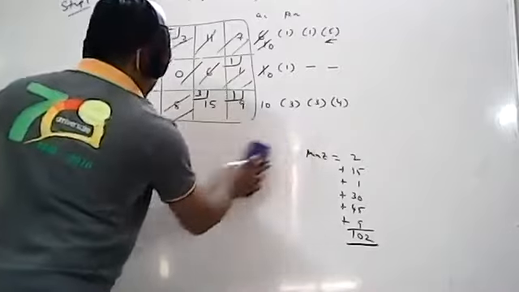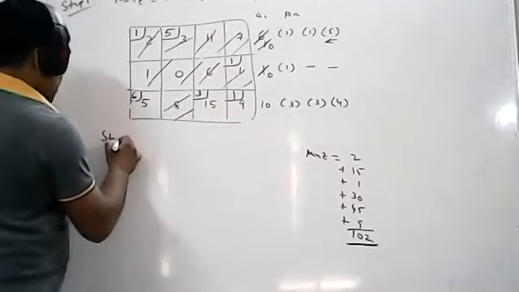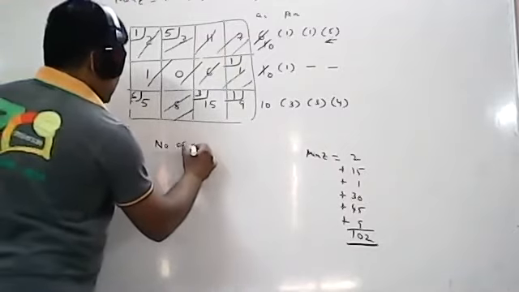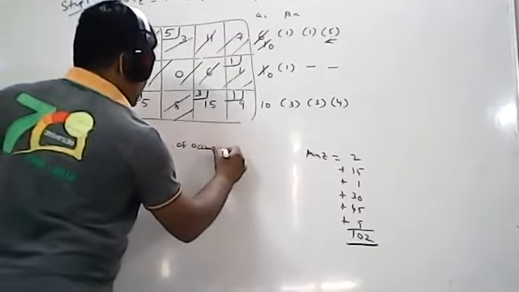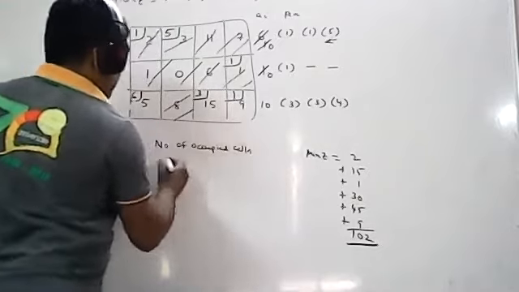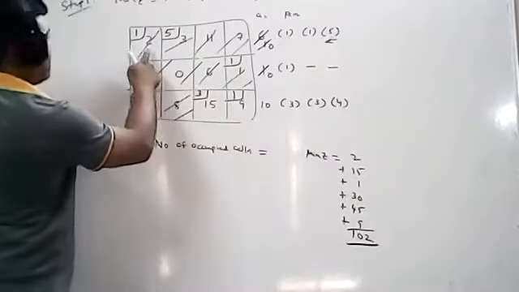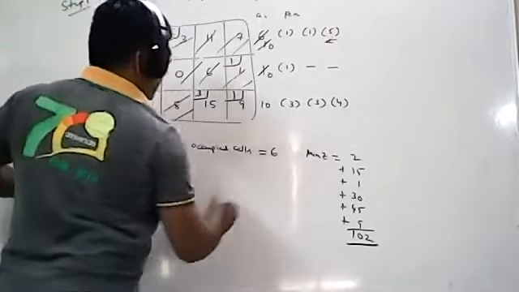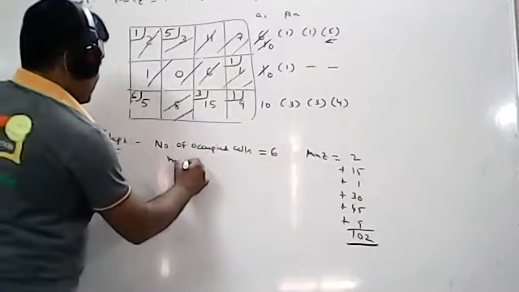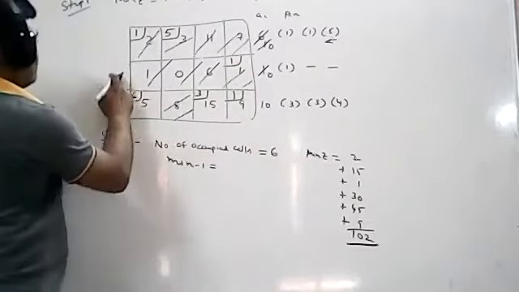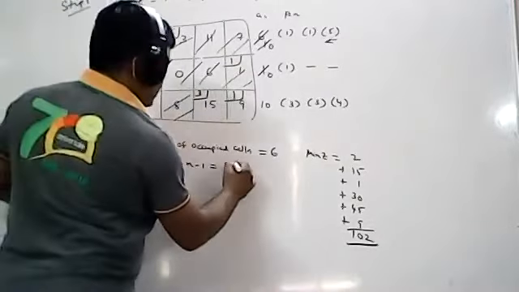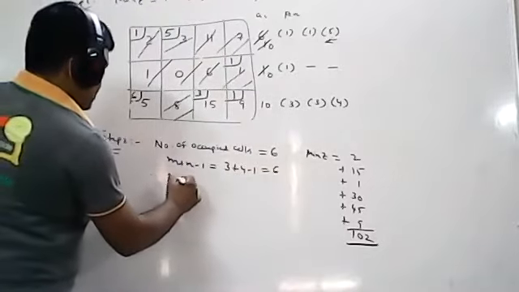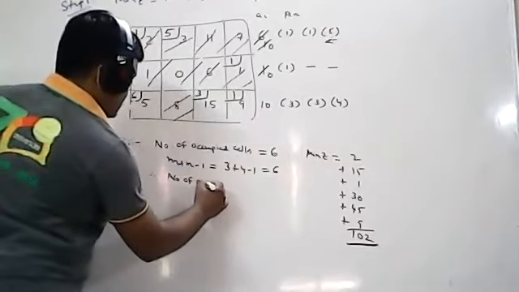So what is step number 2? Step number 2 is nothing but to check how many occupied cells there are. Number of occupied cells: 1, 2, 3, 4, 5, 6. Number of occupied cells equals 6. M plus n minus 1 equals what? M means rows. How many rows are there? 3. How many columns are there? 4. 3 plus 4 minus 1 is 6.